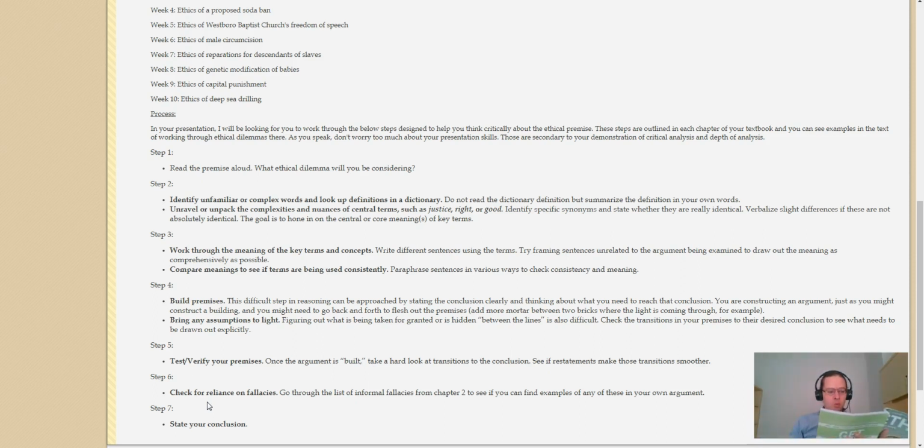So here I am on page 105, and it says, Table 6.1, critical thinking steps and their application in an example. It gives the line, hate speech should be censored because it is harmful to vulnerable people. Now, this is the statement, or this is a premise. So what each of you should do is write your own premise. So for this week about ethics of male circumcision, you should say, men should not be circumcised.